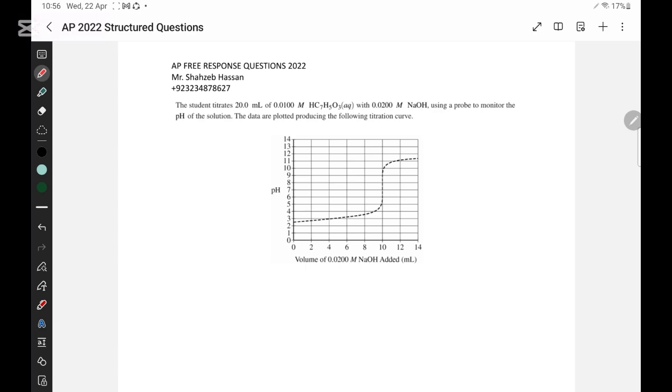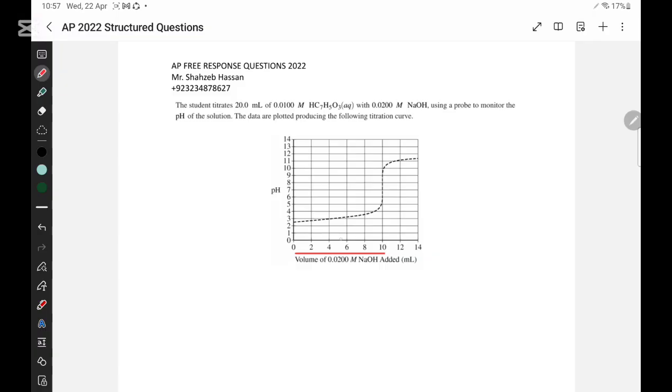Use a probe to monitor the pH of the solution. The data are plotted producing the following titration curve. So for this one, you need to know one thing, that in this region you have volume of NaOH which is 10 up till the equivalence point. So first you need to find out where is half equivalence point. So half equivalence point is going to be that point where half of the volume of NaOH has been used before it reached the equivalence point.